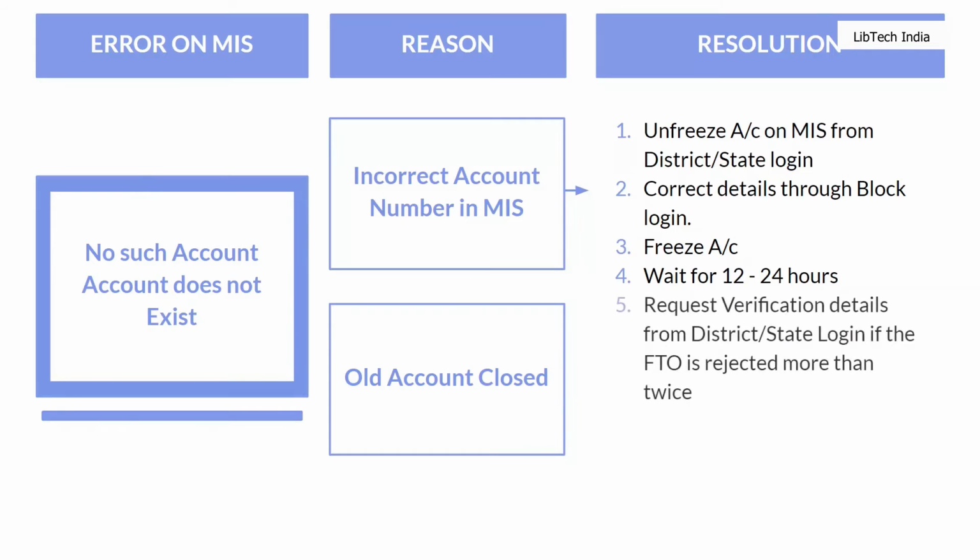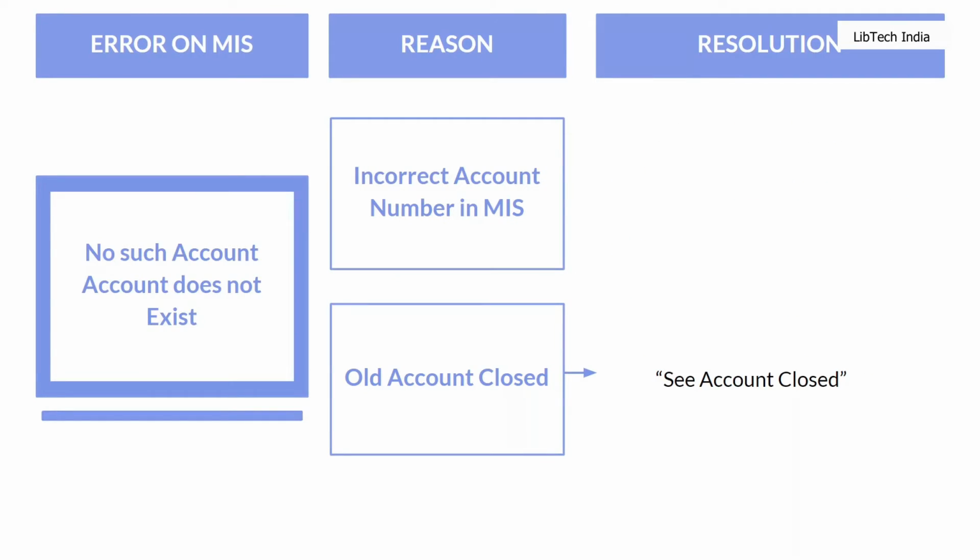If the FTO continues to be rejected more than twice, verification details can be requested from the district or state login. If this error occurs because an old account has been closed, the resolution will be discussed in the next slide.